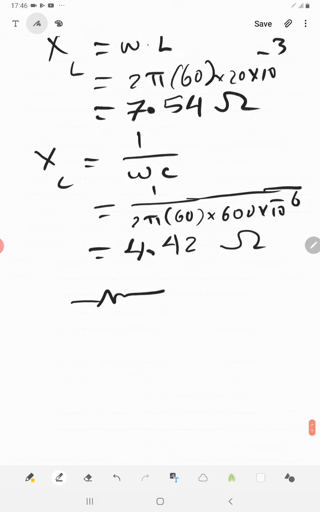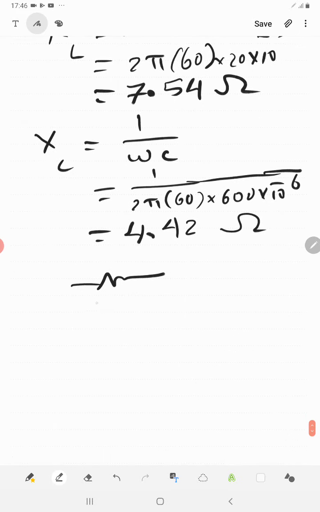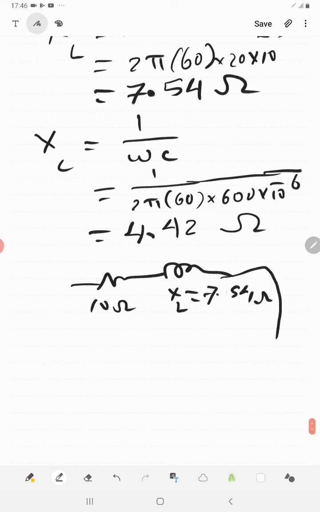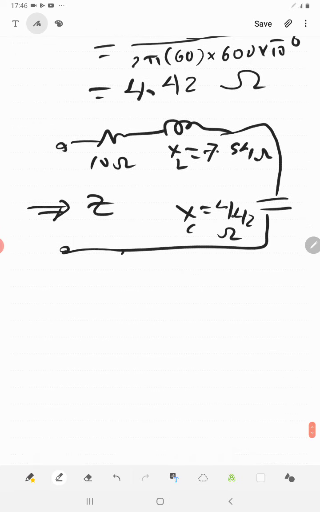Now, we can sketch the same circuit. Here we have 10 ohms, and a coil, where XL is equal to 7.54 ohms, and a capacitor, where XC is equal to 4.42 ohms. And we want now to determine the impedance Z, okay?